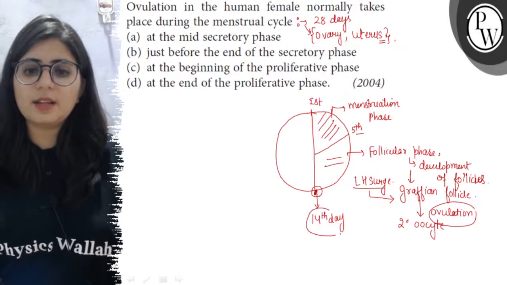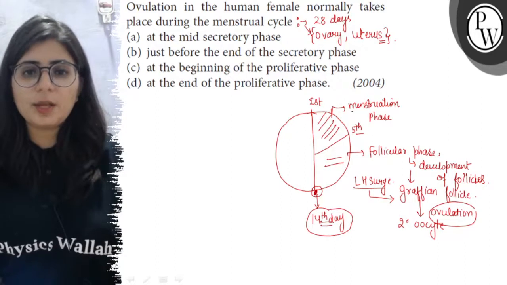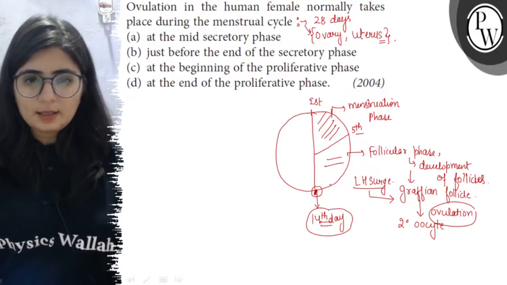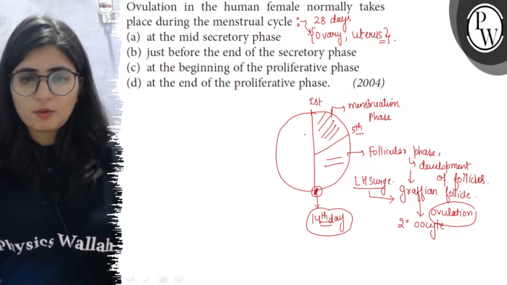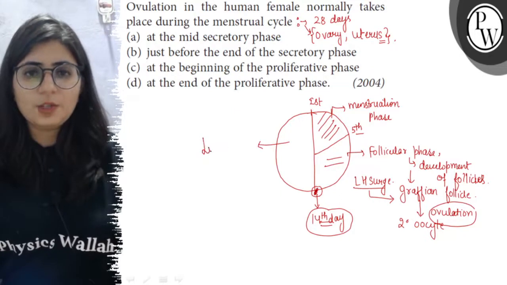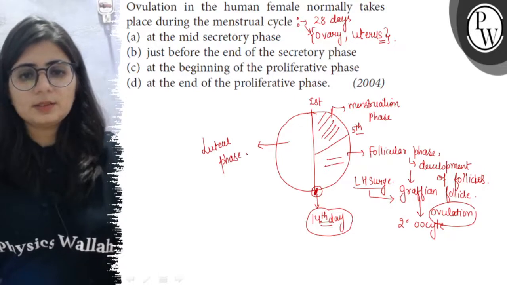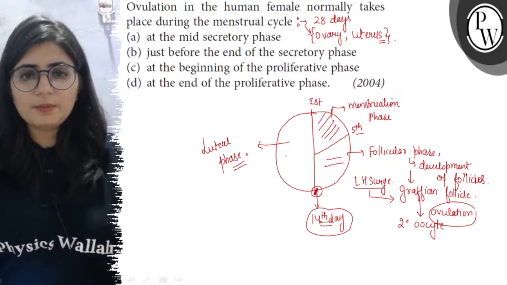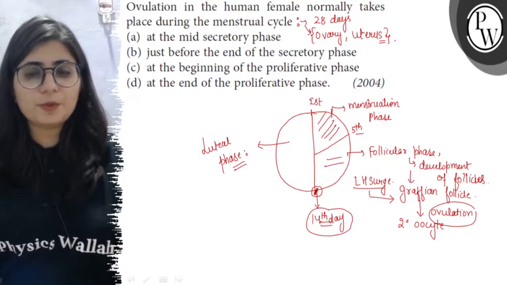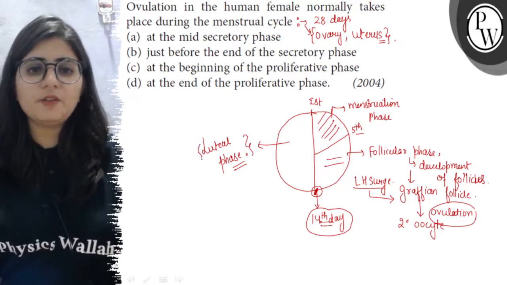So the 14th day will be the midday of the menstrual cycle, and from this day onward there will be the beginning of the luteal phase. During this phase there will be the development of corpus luteum and an increased level of progesterone will be monitored in the female's body.